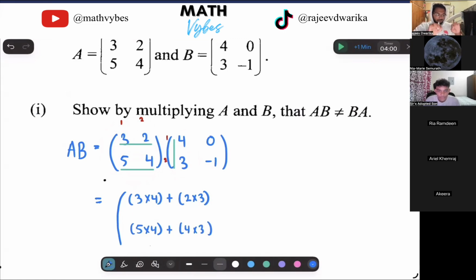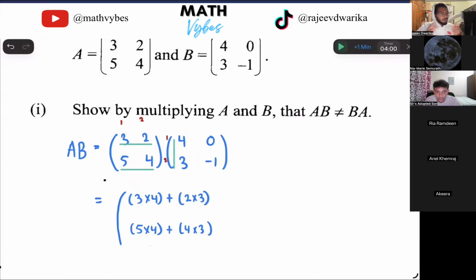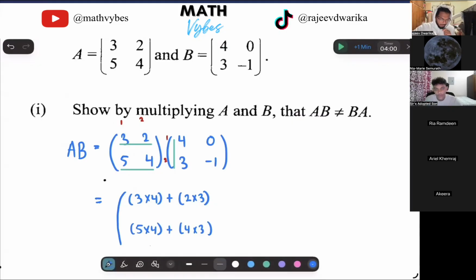Guys, what I just did, I multiplied all the elements in the first matrix by the first column in the second matrix. So, are there any other columns to work with? Yeah, 0 and negative 1. Good job, son.